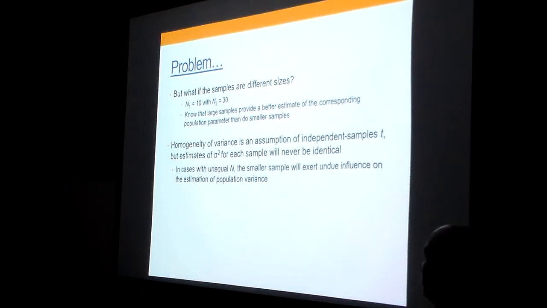In our homogeneity of variance, we assume that our variance is going to be equal, but we know it's never going to be exactly the same, right?